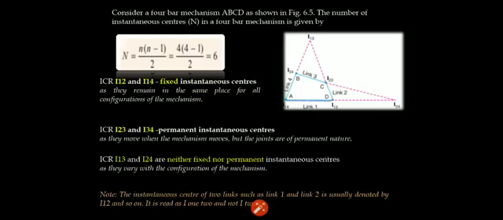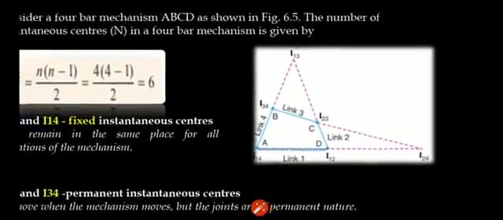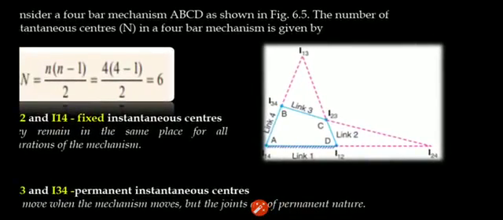Now if I consider a 4-bar mechanism which is shown in this diagram, there are 4 links. Link number 1 is fixed here. This is your second link, third and fourth link.